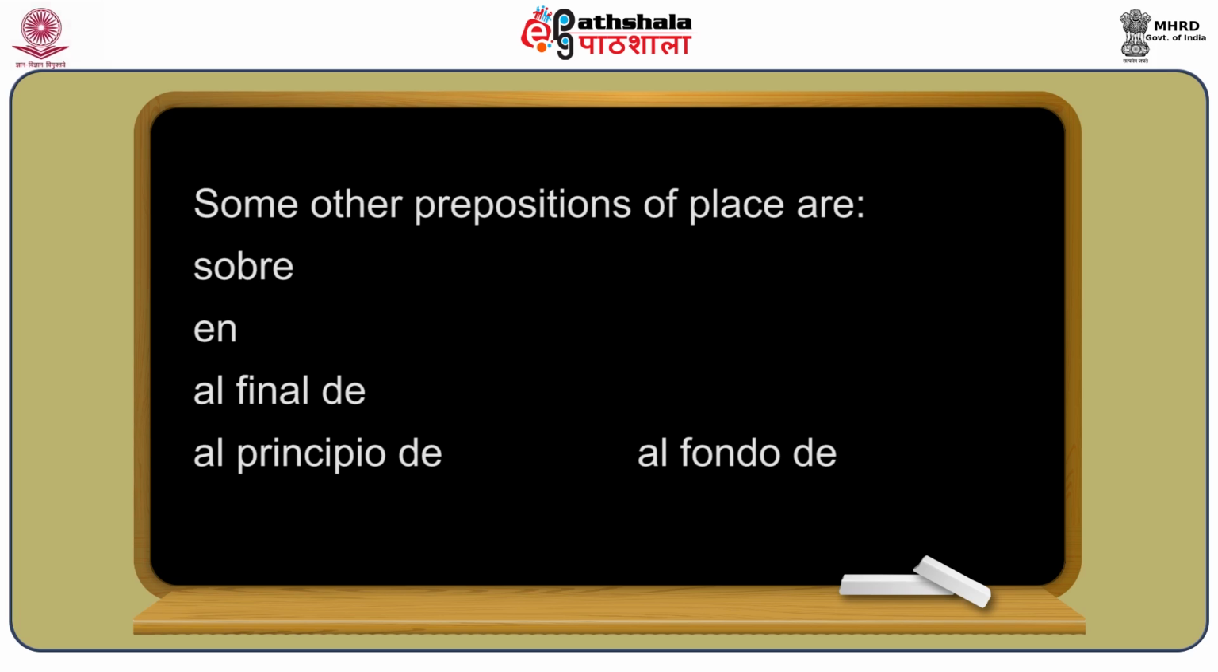And apart from these prepositions, there are some other prepositions of place which are sobre, meaning above, en, which means on, al final de, meaning at the end of, al principio de, meaning at the beginning of, al fondo de, meaning at the back of, cerca de, meaning near, lejos de, meaning far from, fuera de, meaning outside, alrededor de, which means around, junto a means close by.